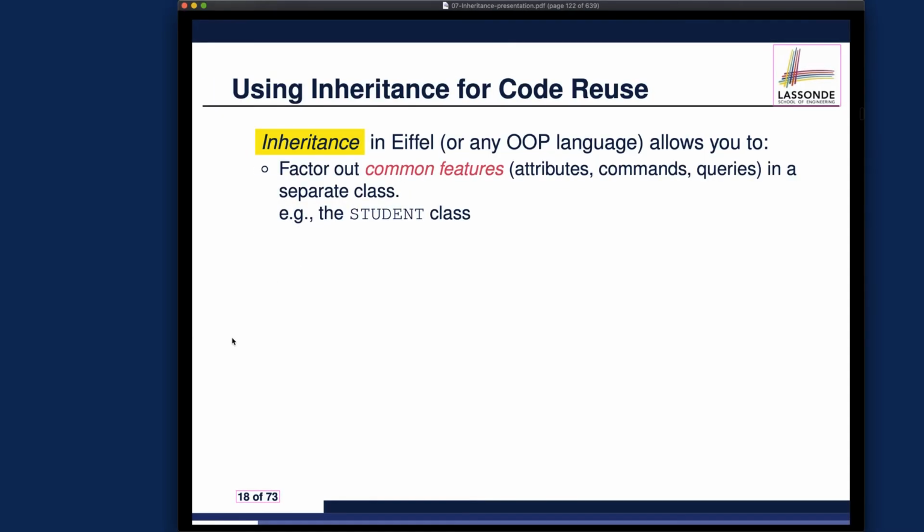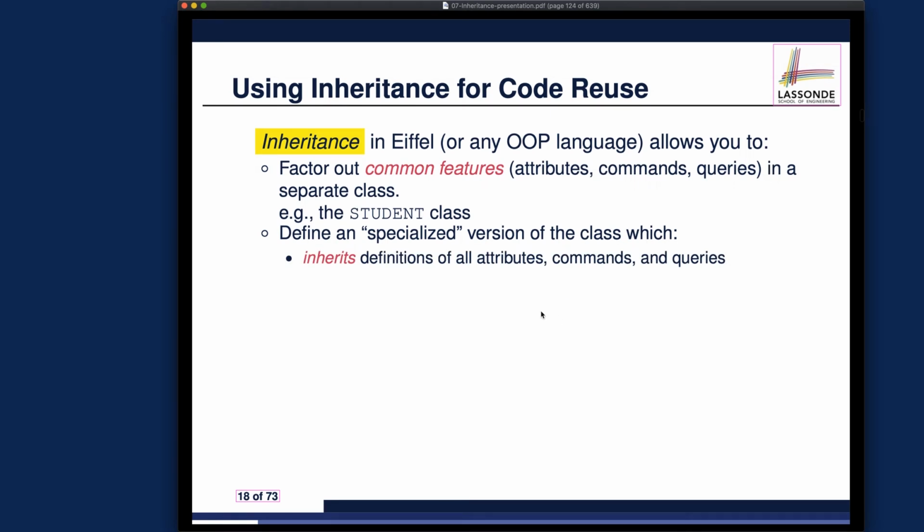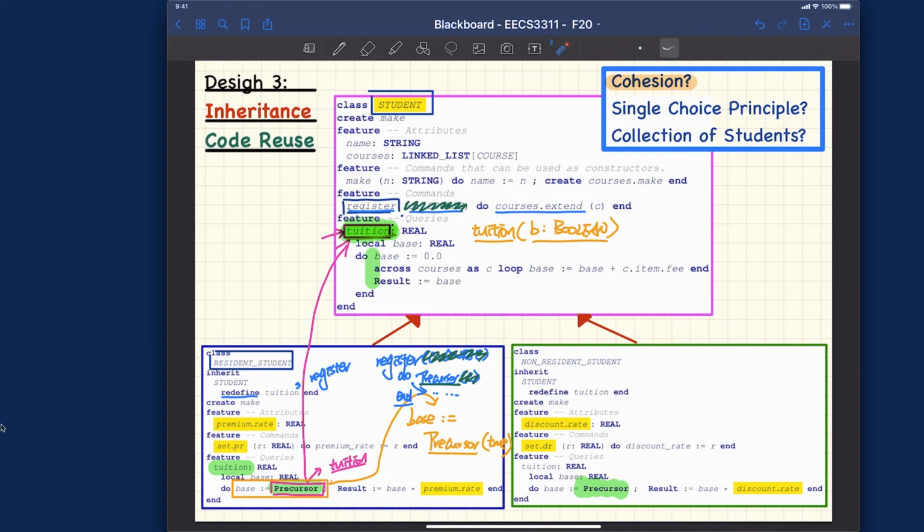And then, for example, the student class, right? You define the specialized version for the class, and you may inherit all the definitions, all the attributes, commands, and queries from the student class. So for example, the name and the courses are inherited verbatim. That is why over here, for the name and courses, you don't see them anymore in the student class. However, they still exist. So what do I mean by that? At runtime, how do you visualize an instance of resident students? And also, how do you visualize an instance of non-resident students?